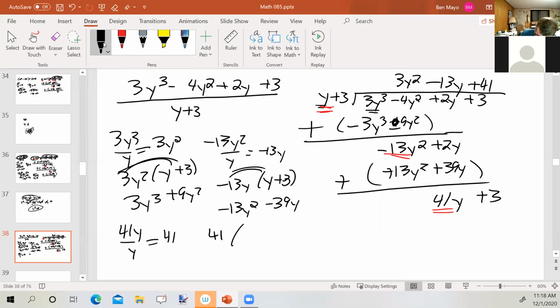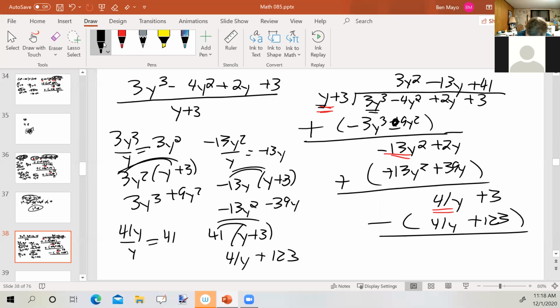We take 41 times y plus 3. We get 41y plus 123. We subtract that from what's up above. Change it to addition of the opposite, we get 0y and minus 120. So all of this plus negative 120 over y plus 3.